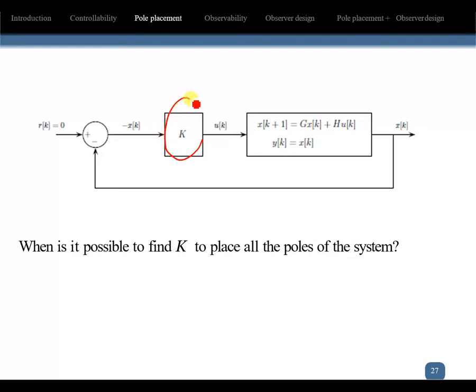Now we will see the pole placement method, how we can find the matrix K. If my system is controllable, with the pole placement method you can find K.